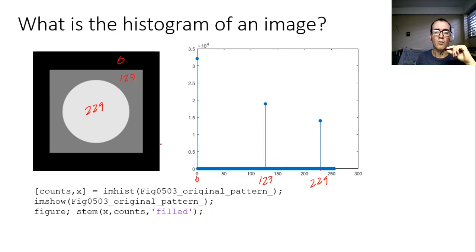Another way to visualize a histogram in MATLAB is to use this syntax. This is the image. We use the imhist function again, and we can receive the values in these two vectors, the counts vector and the x vector. The counts vector corresponds to how many pixels we have, that is the y-axis, and the x vector corresponds to the intensity levels. So in these very simple examples, we can use the stem function from MATLAB, which matches each value of x with the counts, and this is just to fill the circle of the graph.